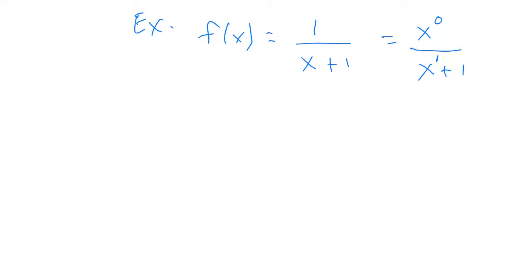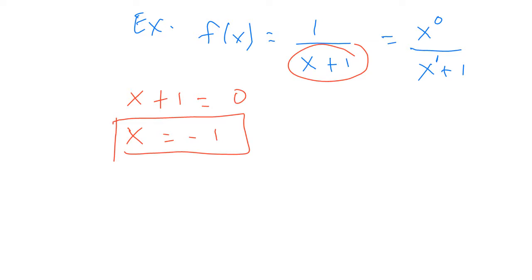Okay, and the rule here, when you're trying to find the asymptote, says you have to set the bottom term equal to 0. So we will take the bottom here equal to 0. So that would be x plus 1 equal to 0, and x is equal to negative 1. This is our vertical asymptote.